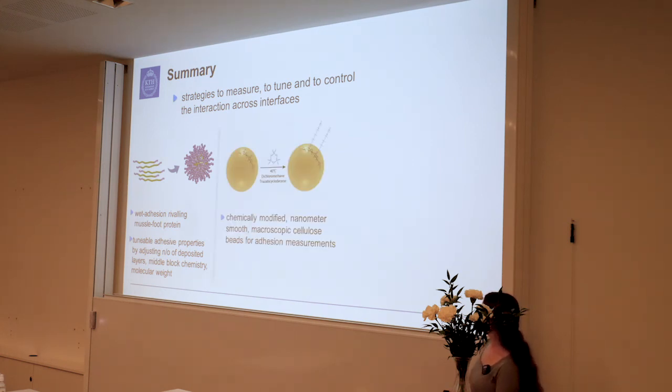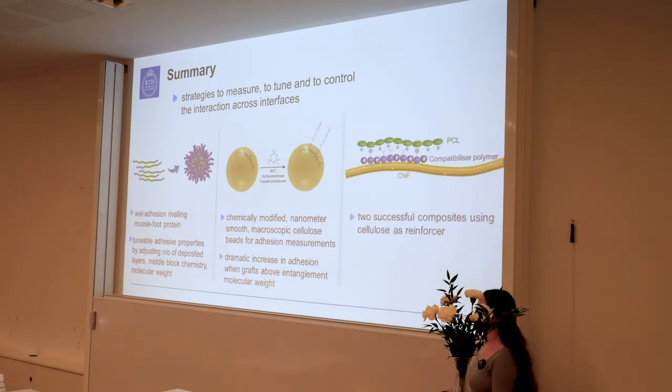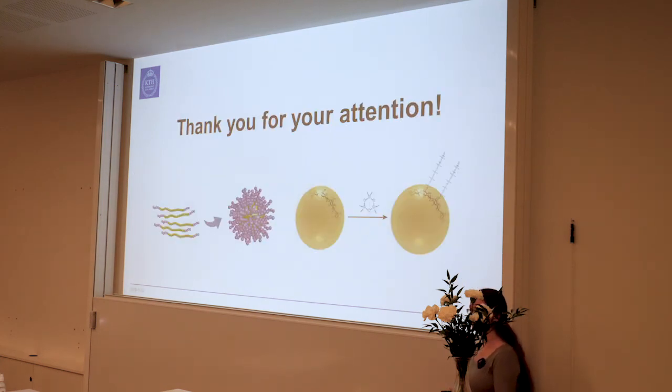And then we demonstrated that we could use chemically modified and very smooth cellulose surfaces for adhesion measurements, and found a dramatic increase in adhesion when the grafts were above the entanglement molecular weight of the polymer. And lastly, we created 2 composite materials using cellulose as a reinforcing component, using 2 different strategies to ensure a good distribution of the composite components and interaction between them. In one, we had a compatible isopolymer between PCL and CNF, and in the second, an interpenetrated network of polyacrylamide and CNF. So with that, I'd just like to thank you for your attention.